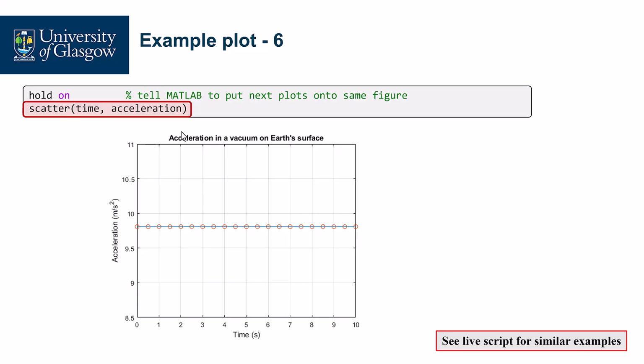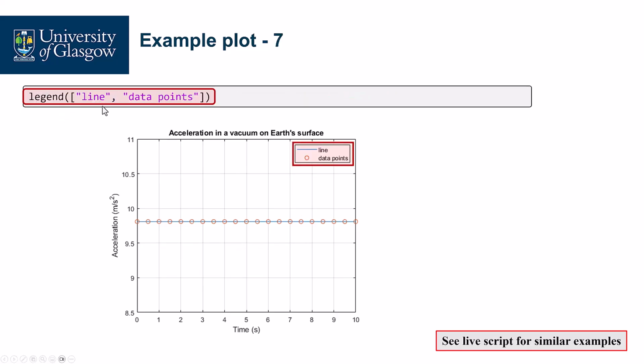So now we have the two plots, so we can add a legend. The legend: line, data points. We can see line, data points according to the sequence that we are doing. So we can put the legend here. So now we finished the first plot in MATLAB. That's all for this session.